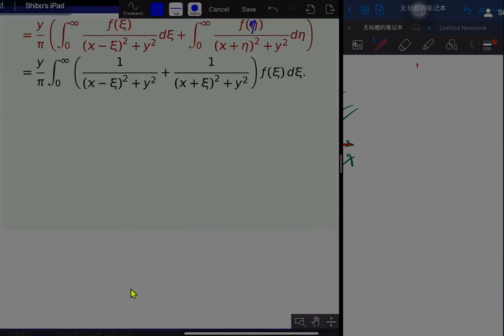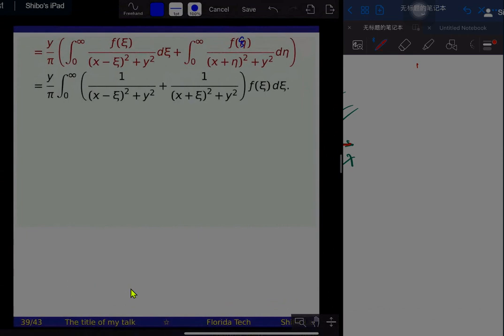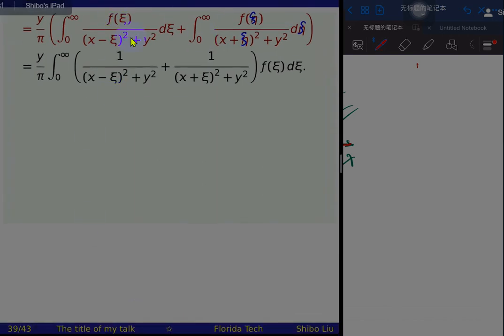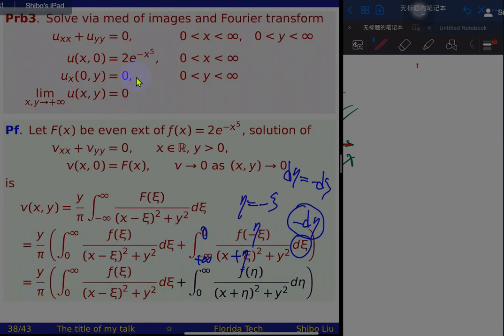Sorry. In this integral, we replace the variable of integration eta by xi. Then we see that both integrals have a common term, f of xi. We can move this out, and then the two fractions we add together. So this equality is true. So this is the better expression for our v. That is the expression for v in terms of small f.